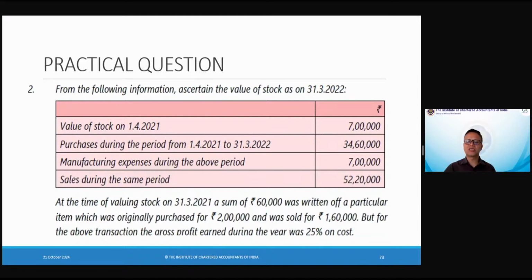If you write down 60,000, what would be the value of the stock? So whether he has sold it at a profit or loss. The question is this stock, if you see the last sentence, that when he was valuing the stock, that stock was sold at a profit or loss.